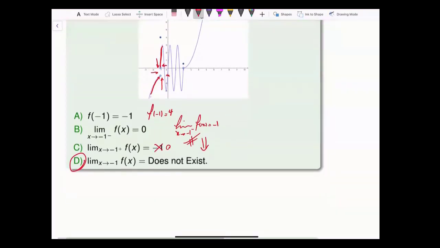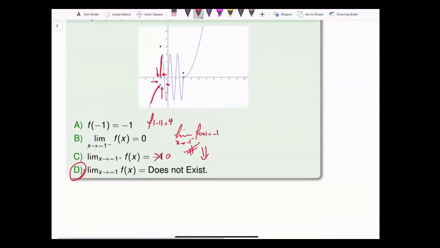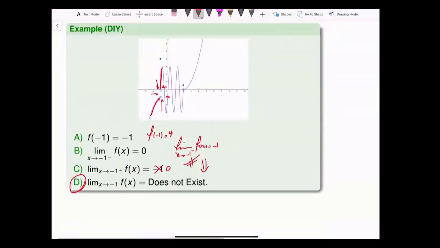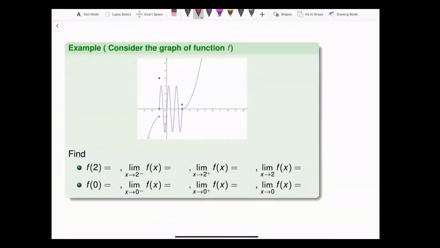Should I stop here a little bit more or no? I think we're good. Okay, good. So that same question has other parts on that graph, but I would suggest you screenshot this one and do it yourself, please.